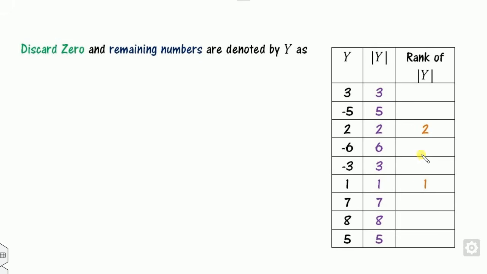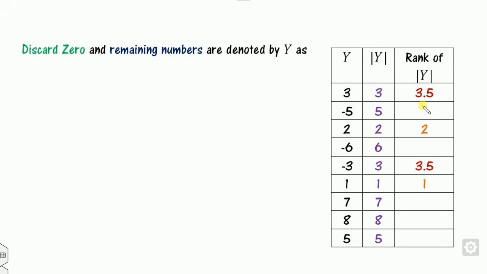So this is 3.5, this is 3.5. Okay, so this is 1, 2. Now both are the same numbers, so you can write 3.5, 3.5. Now look at the next smallest number, it is 5, occurring 2 times. What is the position? We already put up 4 numbers, 1, 2, 3, 4. Now this is 5 and 6. So 5 plus 6 divided by 2 is 5.5. So you can put 5.5, 5.5.